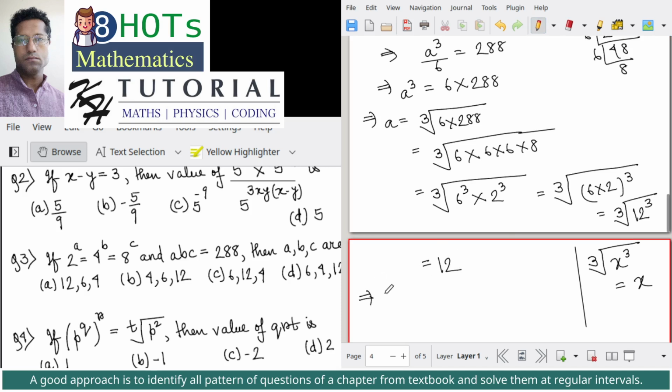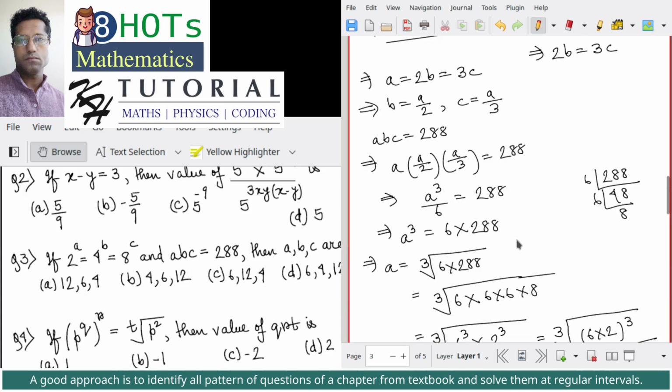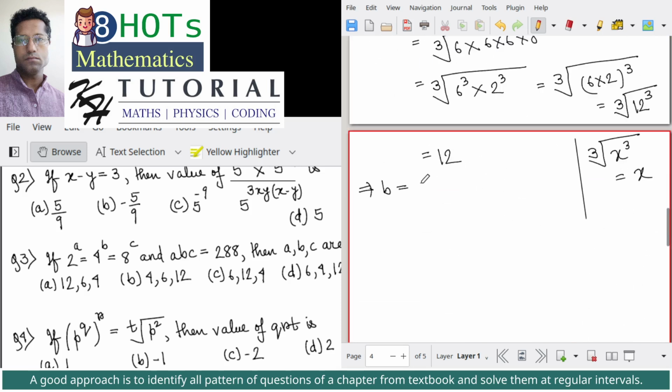So this implies, what will be B? We know B is equal to A by 2 and C is equal to A by 3. So B is equal to A by 2, which is equal to 12 by 2, which is equal to 6. And C is equal to A by 3, which is equal to 12 by 3, which is equal to 4.